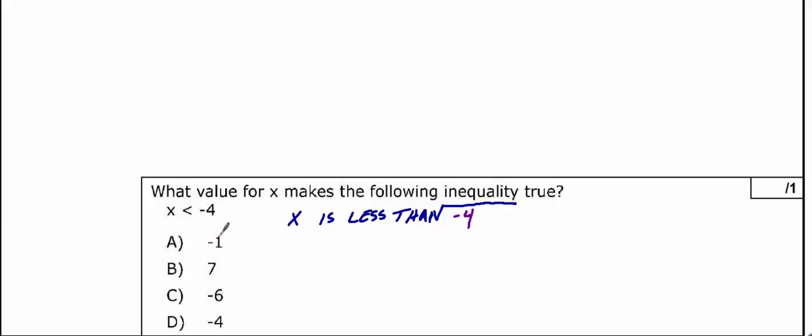Well, -1's bigger than -4. 7's bigger than -4. -6 is less than -4. -4 is equal to. So if you did signs next to these, -1 is greater than -4. 7 is greater than -4. -4 is equal to -4. The only one that's less than -4 is the -6. All right, there you go.